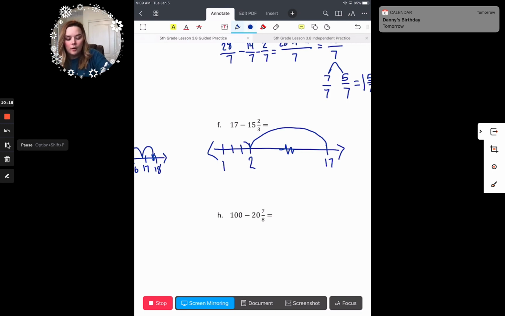So then I'm going to jump back 1/3 and 2/3. And I end up at 1 and 1/3. So 17 minus 15 and 2/3 is going to be equal to 1, not 2/3, 1 and 1/3.